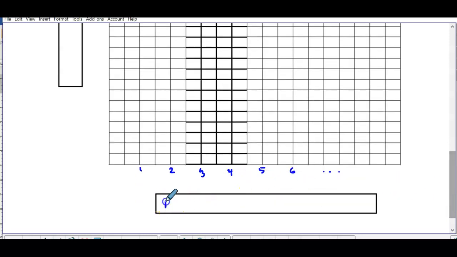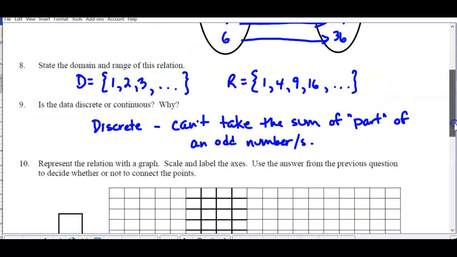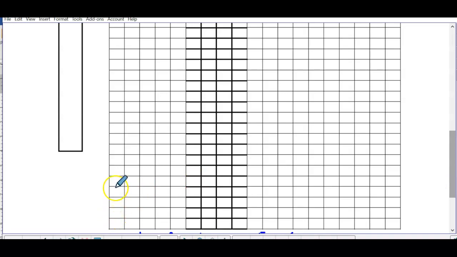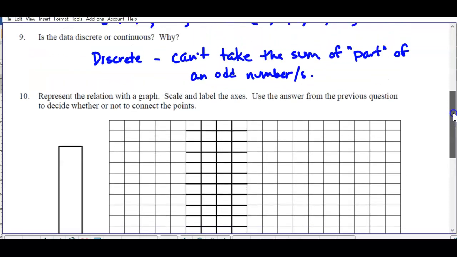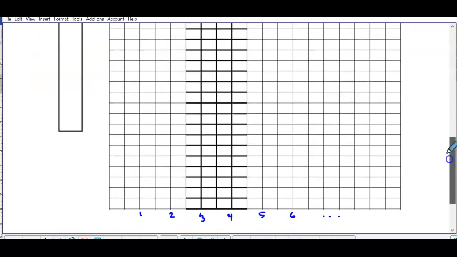Remember, this is the number of consecutive odd numbers. Okay, and then we just need to get up to 36. So I always count the grids here: 1, 2, 3, 4, 5, 6, 7, 8, and so on, about 22 or so. So every grid is 2 units, right? There's not enough to go by ones.